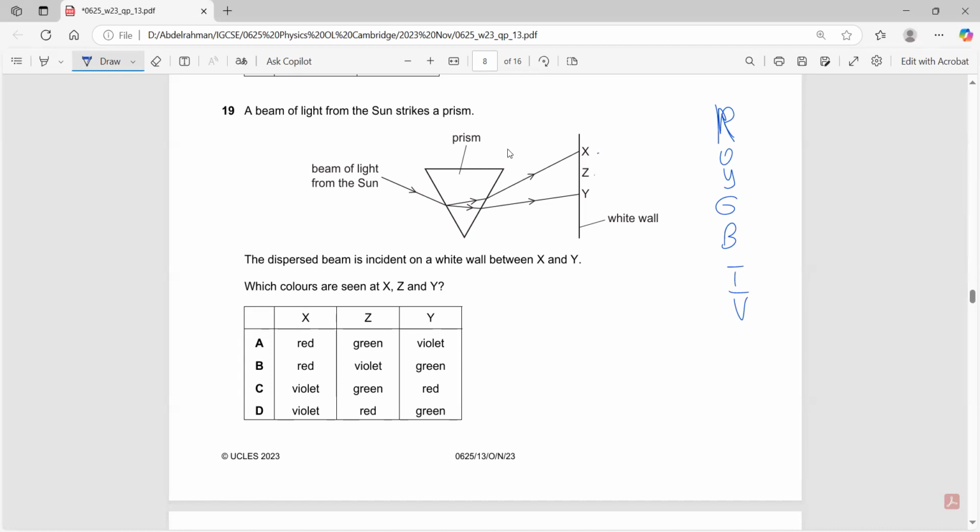No, it's not. It is wrong. Why is it wrong? Because this is an inverted prism, meaning that you have them the wrong way. Actually, X would be violet and Y would be red. So it's C. And Z could be green or whatever color.